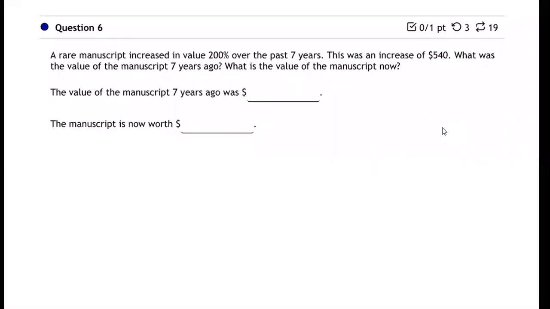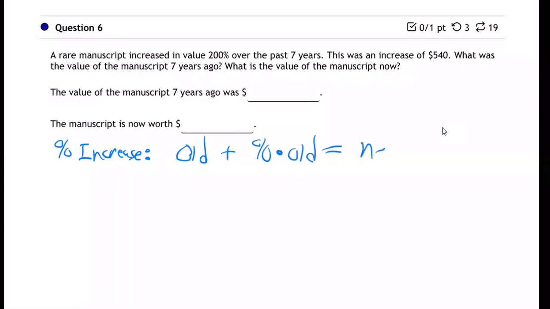Well, we can go back to that formula if you want. You don't have to, because percent increase, what is it? It's the old price plus a percentage times the old price equals the new price. Right? And for decrease, that would just be minus, because minus subtracts, and decrease subtracts, increase adds. Okay, so how will that work?